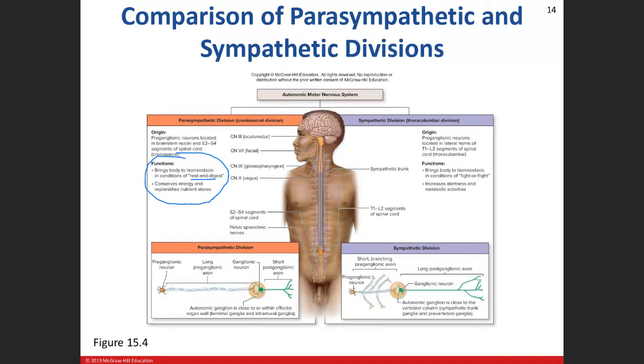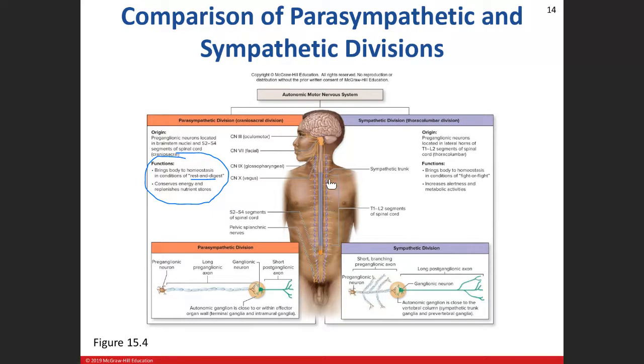And then you can see here what they look like. The preganglionic neuron is nice and long, and the postganglionic neuron is short. So the autonomic ganglia are going to be close to the effector organ. Conversely, move over here to the sympathetic division. We call it the thoracolumbar. That makes sense because all those neurons there are found within T1 all the way down to L2. They reside in the lateral gray horns there of the spinal cord.